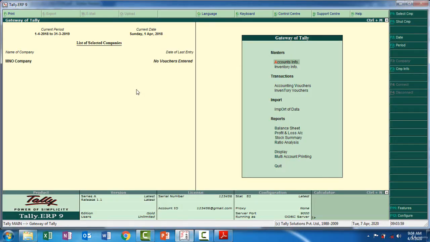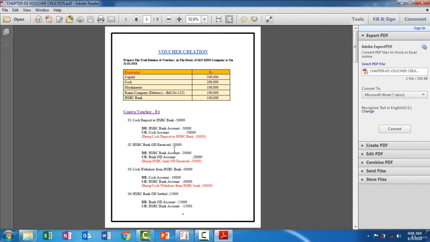I have created this company, M&O company. There are no voucher entries, and the current period is 1/4/2018 to 31/3/2019. The current date is Sunday, 1st April 2018. So now we are going to look at the opening balance, capital 500,000.